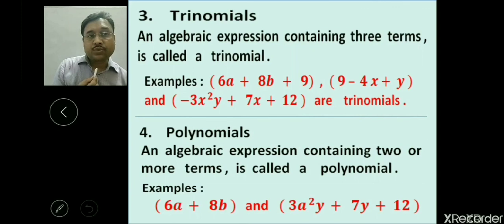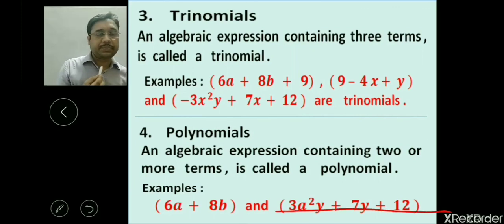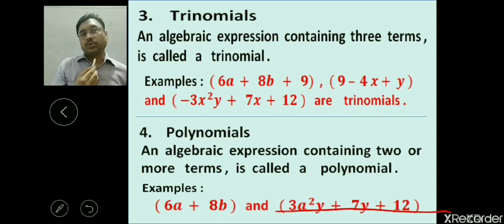Now 3a square y plus 7y plus 12. So it contains three terms. This expression contains three terms, 3a square y plus 7y plus 12. So this is also called a polynomial because it has more than two terms.